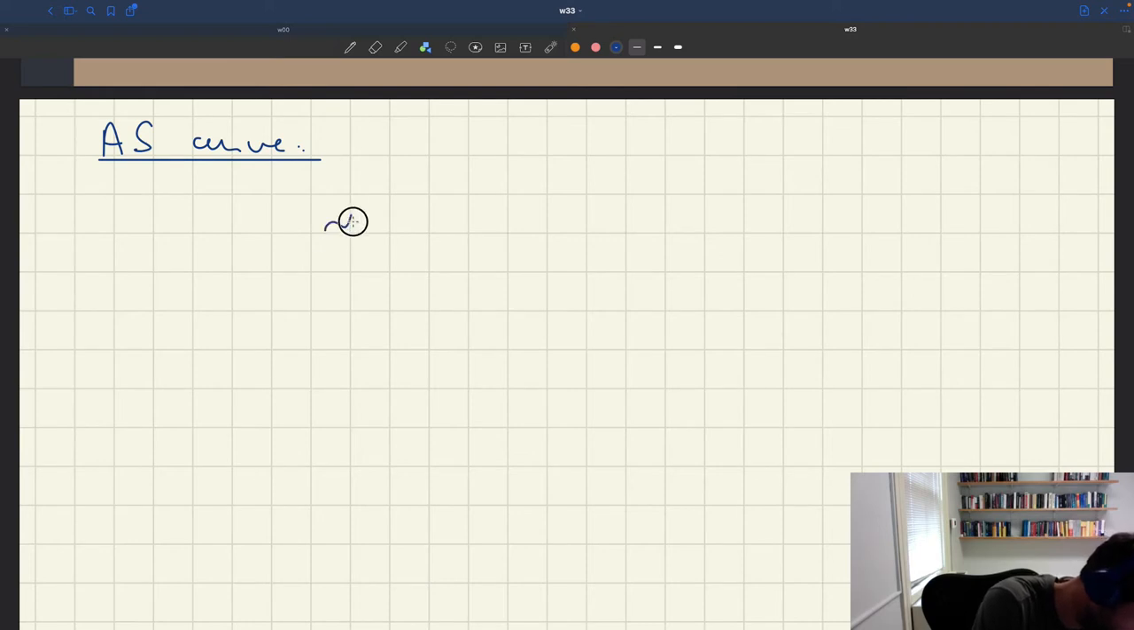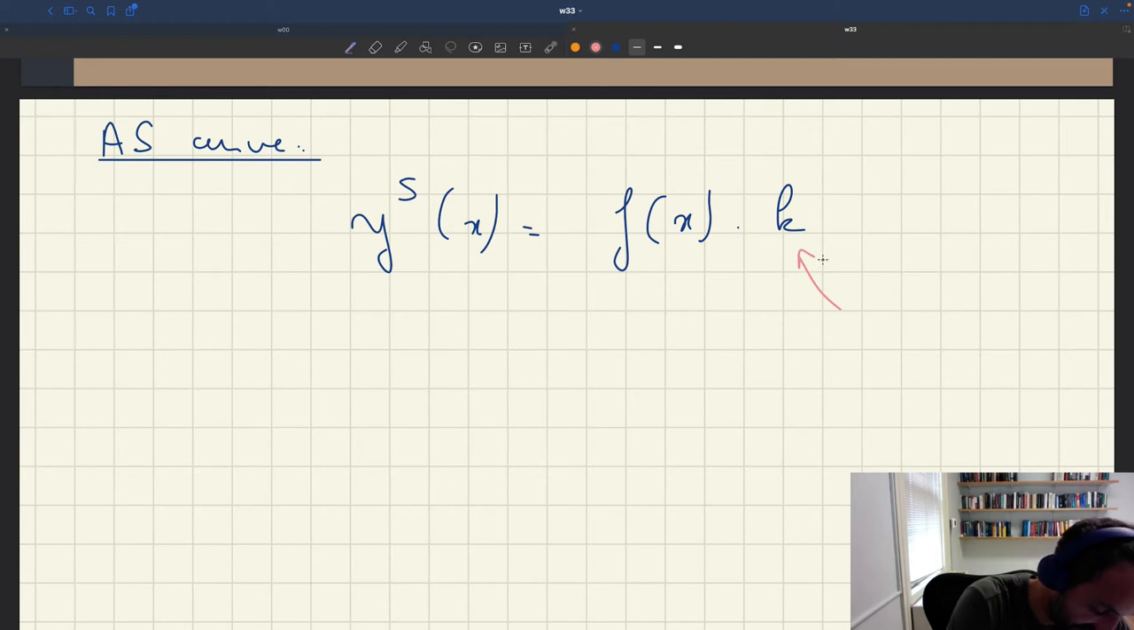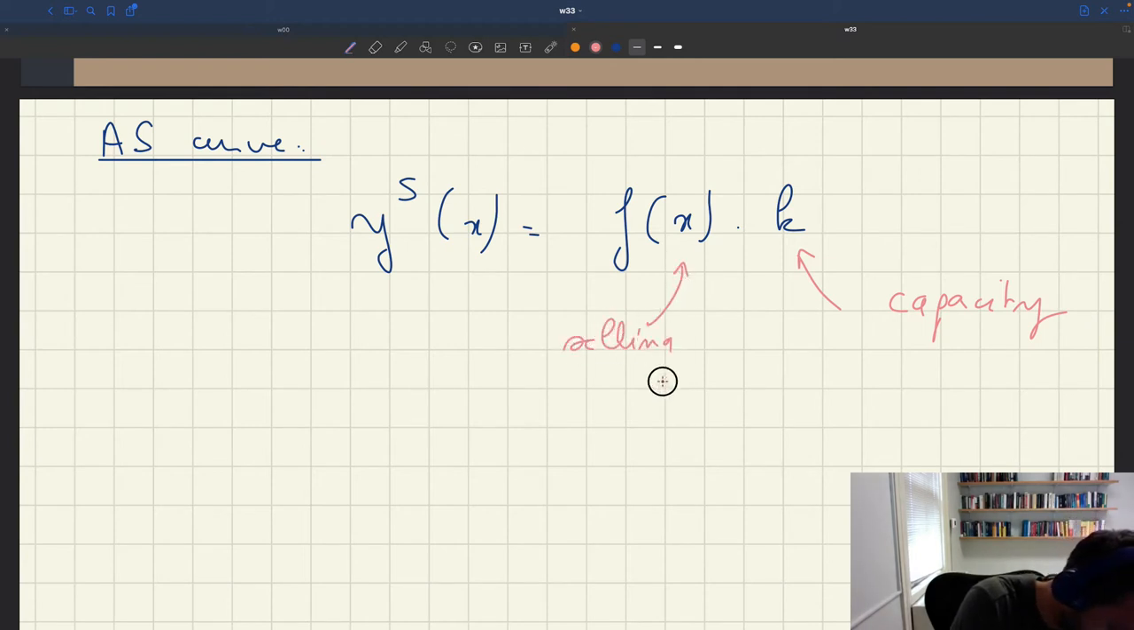So here the aggregate supply curve is just y^s(x) = f(x) times k. So that's what we established previously. And what you can see is that, given that k is a parameter, all the properties of the aggregate supply curve will just reflect the properties of f(x). So k, remember, is just the capacity of each household, and therefore the aggregate capacity of the economy, how many services could be produced, and f(x) is just the selling probability. It's the probability to sell one service given that it's brought to the market.